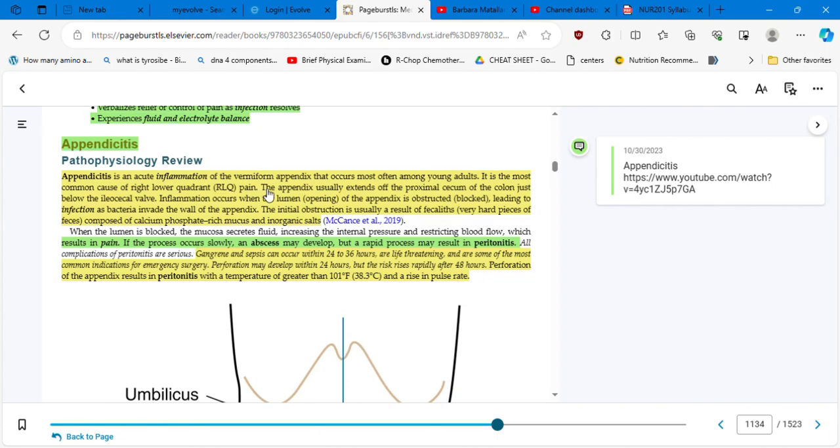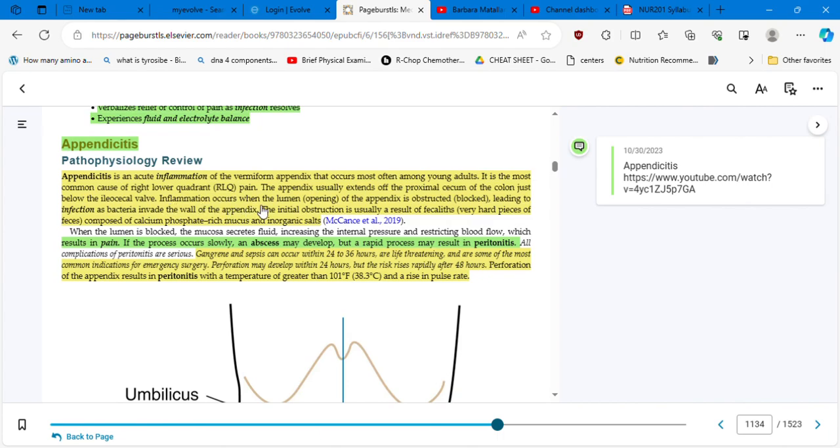That does not mean that it cannot happen in older adults or seniors. There's another name for that particular type of appendicitis, but the one we are studying right now is the one that occurs most often among young adults. The appendix usually extends off the proximal cecum of the colon just below the ileocecal valve.